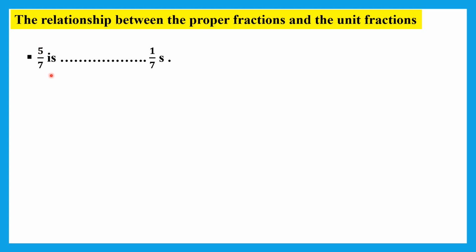5 sevenths is something 1 sevenths. What this says is: you have to describe 5 sevenths with respect to 1 seventh. We have to find how many 1 sevenths make 5 sevenths. How many 1 sevenths are there in 5 sevenths?